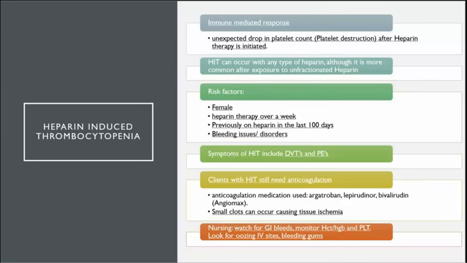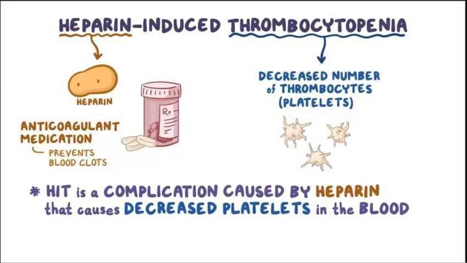Nursing, you're going to watch for GI bleeds. You're going to monitor your hemoglobin, hematocrit, your platelet count, looking for oozing IV sites, bleeding gums, bruising, petechiae, all the bleeding concerns.